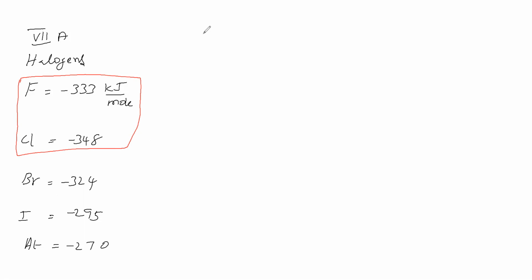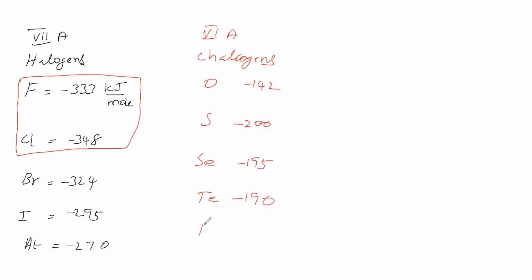Now we will take the 6th A group. The 6th A group is called chalcogens. Chalcogens means oxygen. For oxygen, the electron gain enthalpy is minus 142 kilojoule per mole. Then sulfur is minus 200 kilojoule per mole. Then selenium is minus 195. Tellurium is minus 190. Polonium is minus 170.